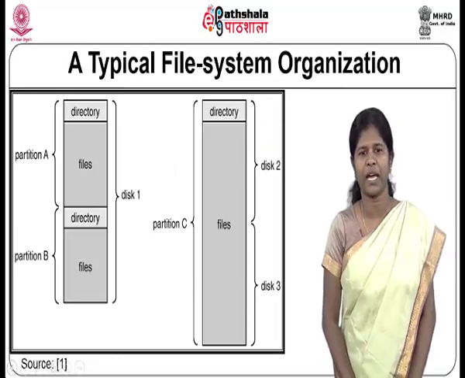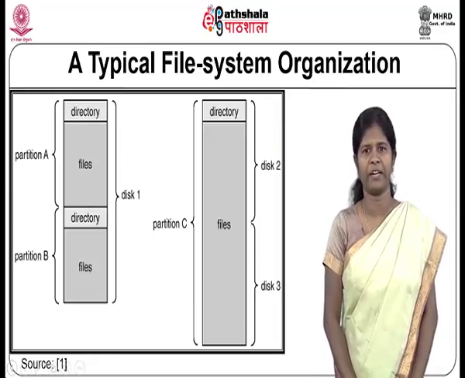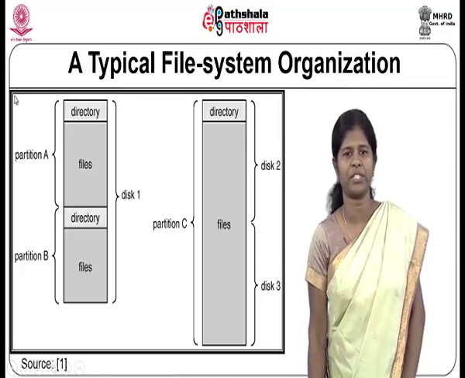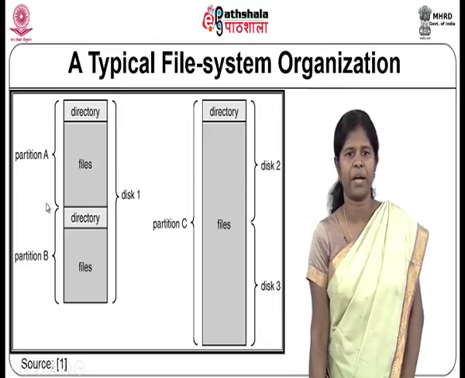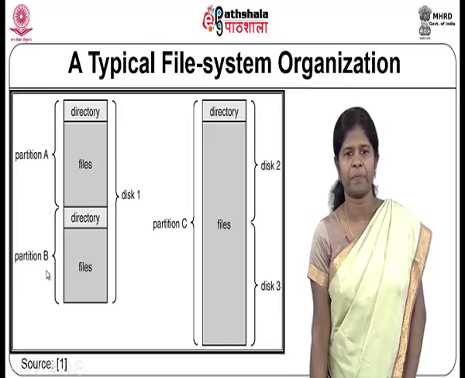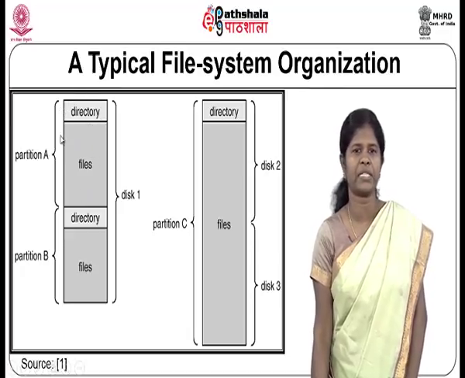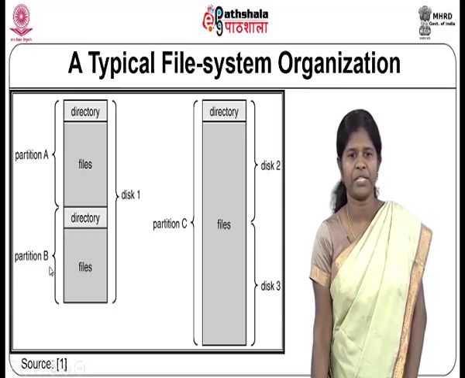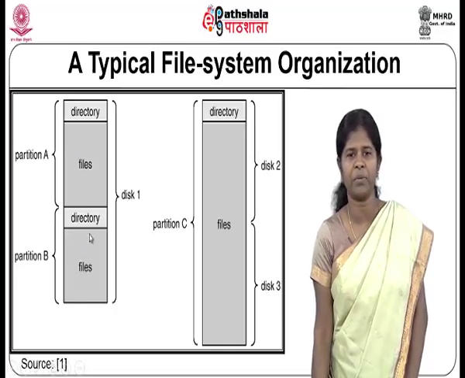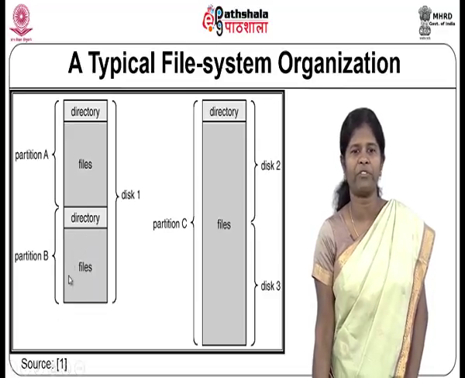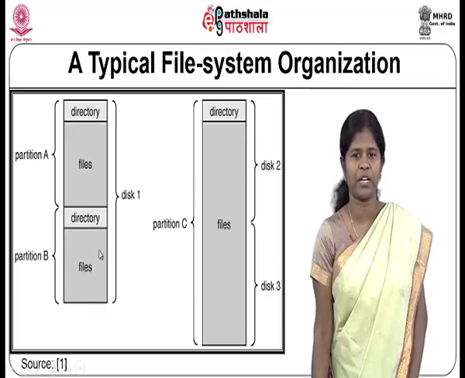Here, this diagram shows a typical file system organization. You can see that in one disk there are two partitions, partition A and partition B. In partition A, you have a directory which gives details about the different files placed in this partition. Partition B can have another file system which also has a directory which gives details about all the files kept in this partition.